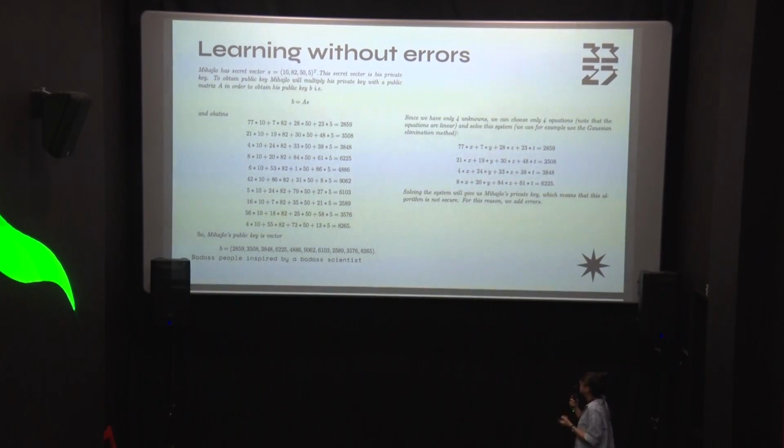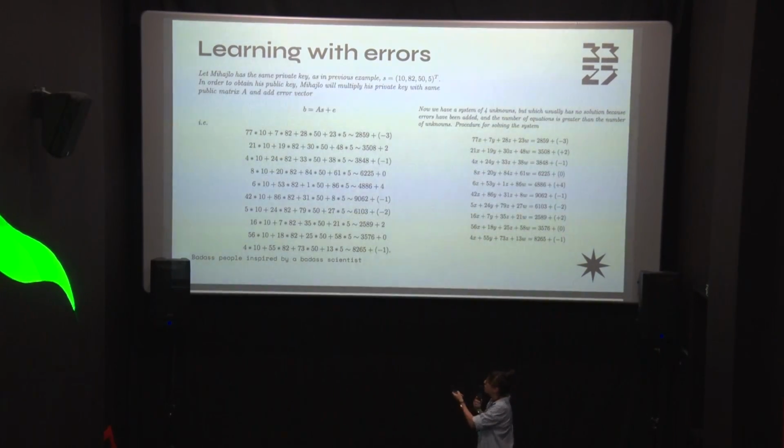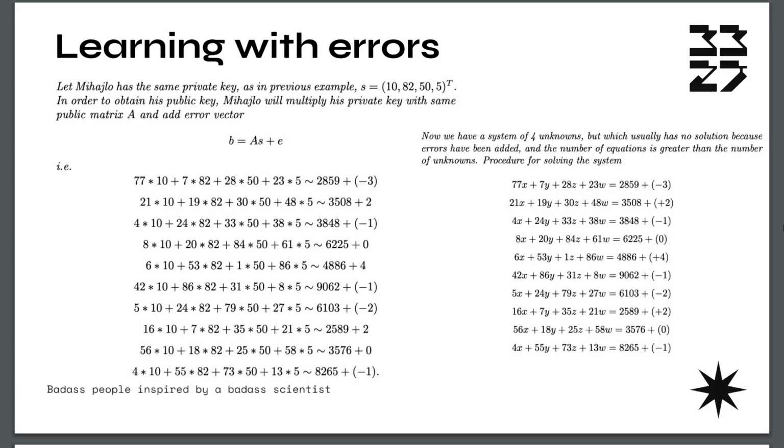And this system is a system of linear equations. And I think that everyone here in the room knows how to solve this system. So we can use the Gaussian method of elimination, or we can use Cramer's rule, okay? So we can solve this. And this algorithm is not secure because we can find Mihailo's private key using Mihailo's public key, okay? And because of that, we need to add errors. So now we want to explain the technique learning with errors.